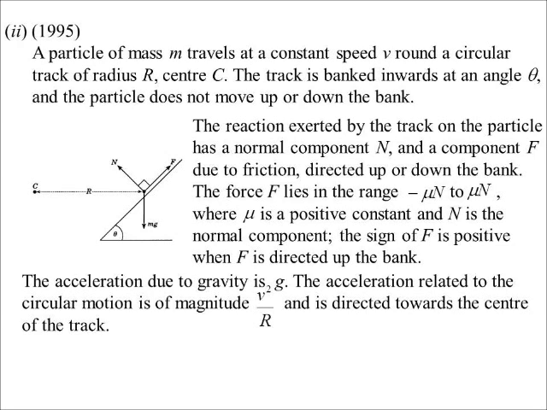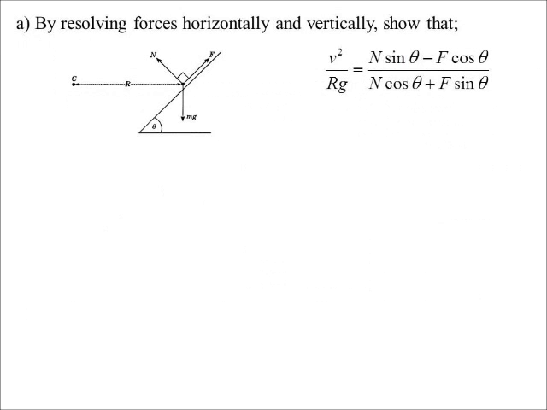The sign of F, oh, there you go. So they've defined up the bank to be positive. So we know positive mu n is when it's up the bank, negative mu n will be when it's down the bank. And of course we've got our acceleration due to gravity. The acceleration, oh look, wasn't that nice? They even told us about v squared on r for acceleration, but hopefully we would have remembered that anyway. By resolving forces horizontally and vertically, show this wonderful expression.